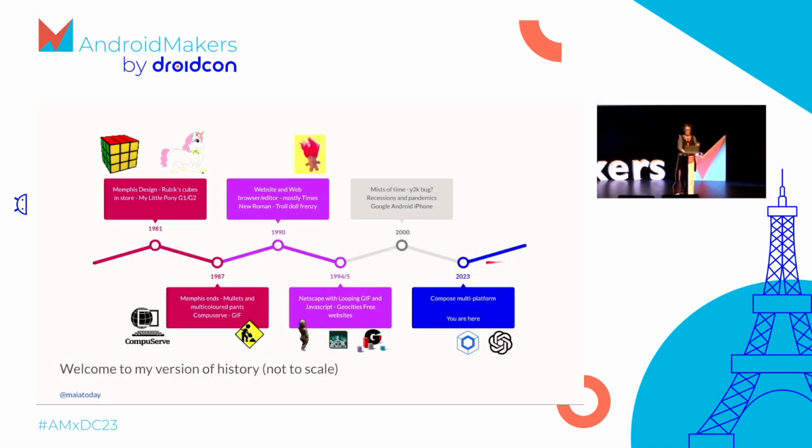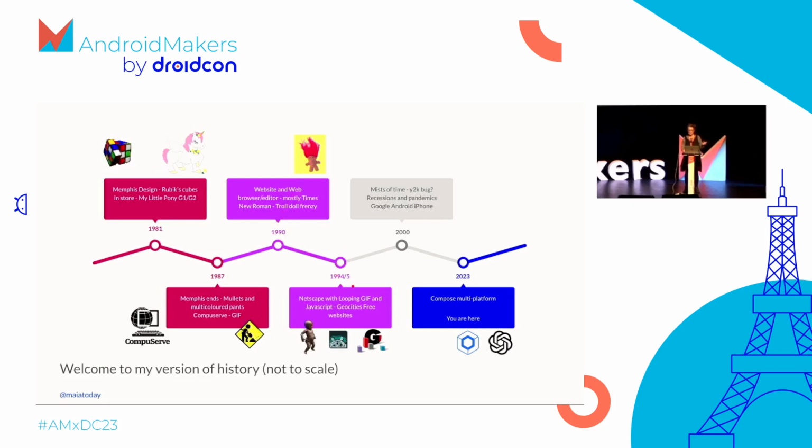I have here a timeline, the version of history, according to me. At the top here, 1981, Memphis design, Rubik's Cubes hit the shelves, and it's about My Little Pony Generation 1 or 2. Then CompuServe appears, 1987, Memphis design ends, mullets, multicolored pants, CompuServe GIFs like this inevitable under construction guy. Around about 1990, you get the first web browser, super boring, Times New Roman, maybe a picture. And then there was a troll doll frenzy in the shops at that time.